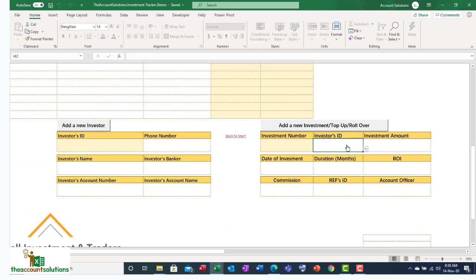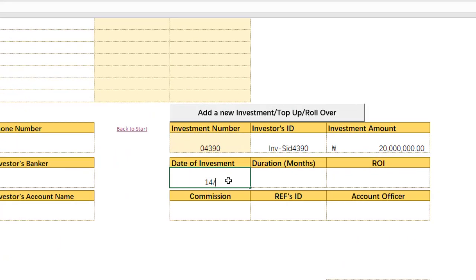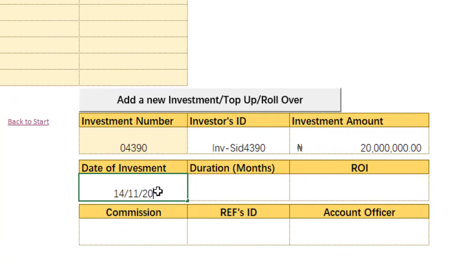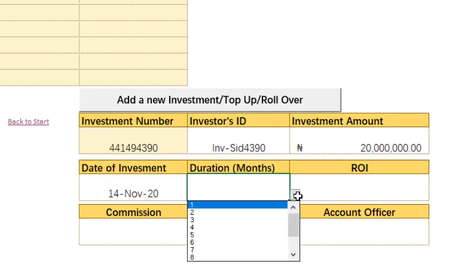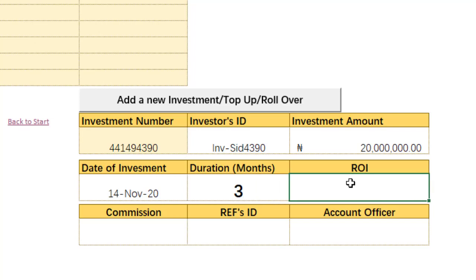So the investor's ID is SDI. Look for it, SDI. The amount is 20 million and the date of investment is 14th 11, that's today. Duration, let's say, is for just 3 months. ROI is 6 10, or let's look at 6 months period.